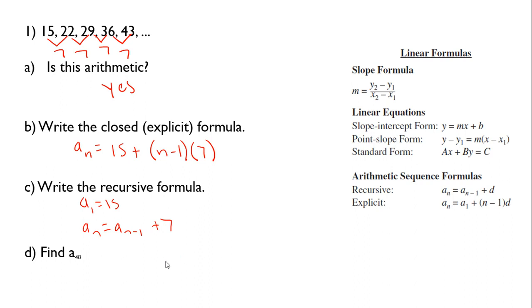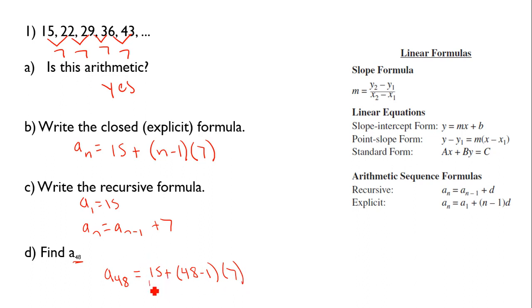Now guys, it wants us to find a sub 48. That's cool and all, but with that 48, in order to use the recursive formula, we'd have to know a sub 47, and I don't want to count up that many times. So how we get away from doing that is we plug it into the explicit formula, okay? So what that means is we can plug in 48. Notice it's in the spot of n, so let's plug it in for n. So a sub 48 equals 15 plus n minus 1, so 48 minus 1 times 7.